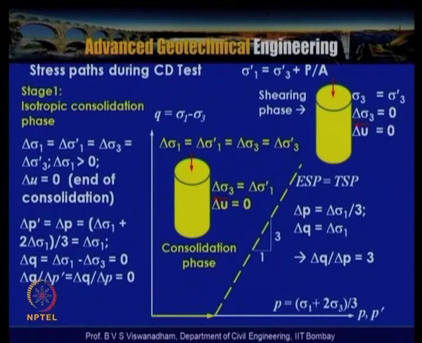Now let us discuss the stress paths during the CD test. What we have drawn is that there are two stages. We have represented here q = sigma 1 minus sigma 3 and p = (sigma 1 plus 2 sigma 3) by 3, or p dash = (sigma 1 dash plus 2 sigma 3 dash) by 3, because p and p dash are indicated here.